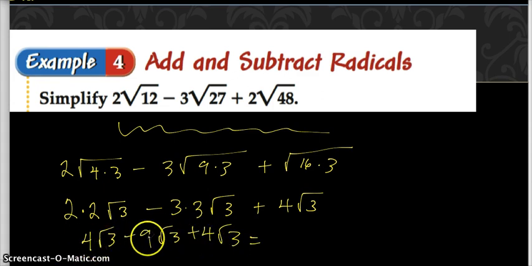So I'm going to join them all together, and I'm going to end up with 4 minus 9 is going to give me a negative 5. Negative 5 plus 4 is going to give me a negative 1. I'm going to end up with negative 1 root 3, which I can actually write as negative root 3.